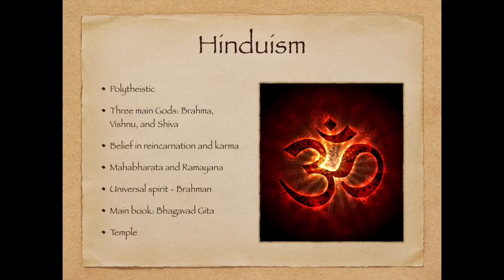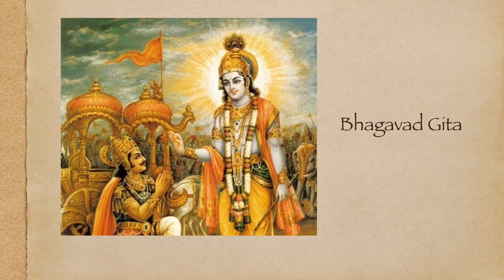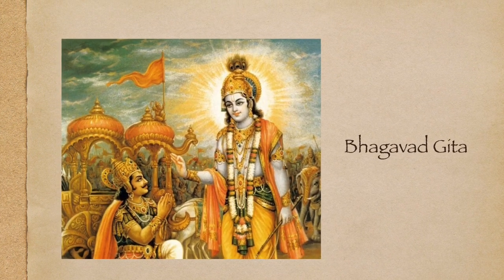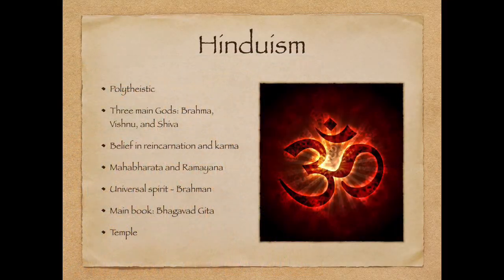The main book of Hinduism is the Bhagavad Gita, which is pretty much Krishna talking to Arjuna, a character in the Mahabharata, about dharma and how to attain moksha or salvation, right? And this is a scene in the Mahabharata. And the main place of worship for Hindus is a temple.